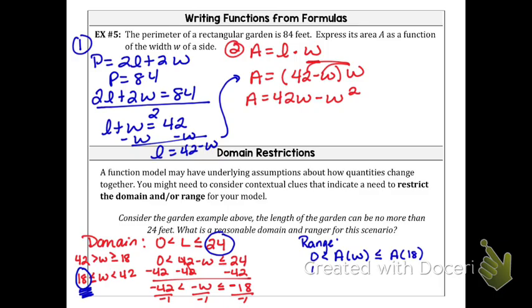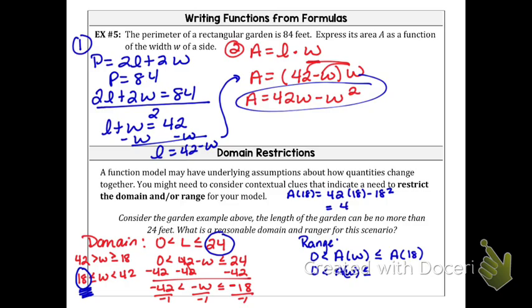All right, and so we get 0 is greater than A of W, which then I just go find A of 18. So A of 18 is equal to 42 times 18, plugging it into this equation up here. So 42 times 18 minus 18 squared, and we should get 432. And so there is my range.